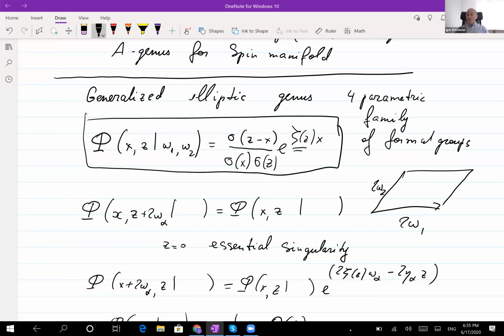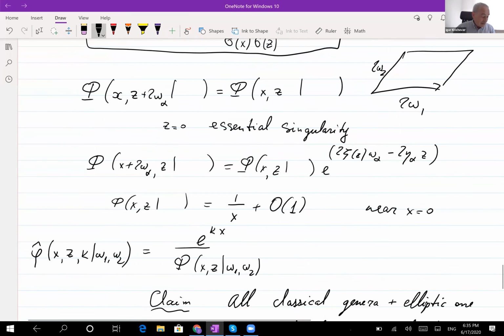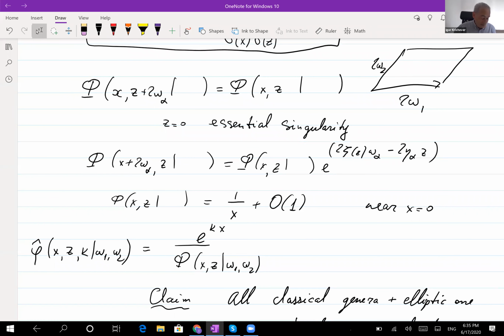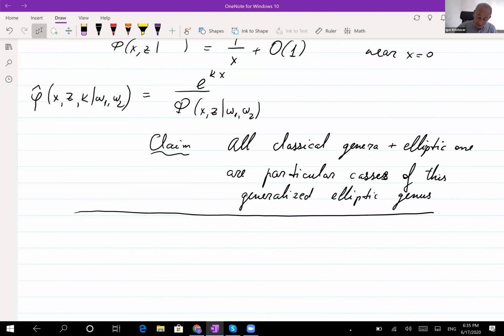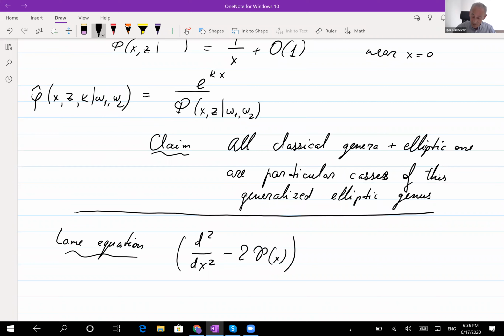It's the simplest case of the so-called Baker-Akhiezer function. So this function as a function of x and z satisfies the Lamé equation. The second derivative in x minus 2 p of x, this is the Weierstrass function, applied to phi of x, z, I'll skip notation for dependence on the pair of elliptic curves, is p of z phi. So it's an eigenfunction of the Lamé operator.